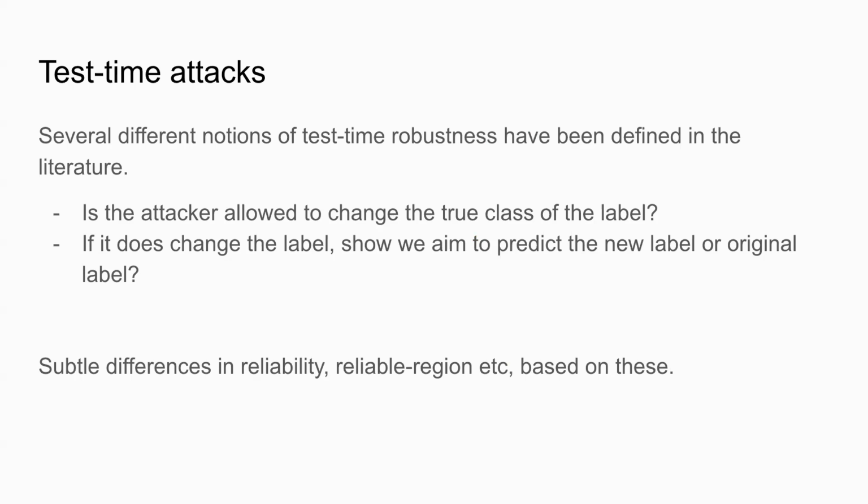The notion of robust reliability changes somewhat in this case, but it also depends on how you define robustness. There are a few different definitions in the literature, depending upon whether the attacker is allowed to change the true class of the label. So your test point X, if it's, let's say, a cat or a dog: is the attacker allowed to change a cat to a dog, or can it only fudge up or add some pixels to the cat and it still remains a cat? Also, if it does change the label, do we want to predict the original class? If it changes a cat to a dog, are we correct if we are able to predict that it's a dog now, or are we hopeless? If it's able to succeed in changing the label, then we just say we're making an error. So there are several different definitions, and these lead to slightly different notions of robustly reliable regions.